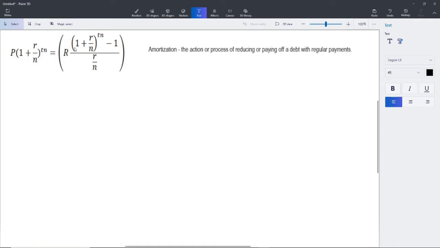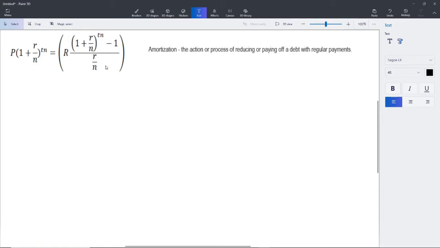And then you've got R times ((1 plus r over n) to the nt, minus 1) divided by r over n. We've seen this one before. We've used this already as well, back when we did annuities in section 8.4. So it's not like it's a new equation. I mean, it is, but it isn't. You've seen the elements of it before. And like anything else, it's the idea in every one of these problems of identifying what you do know to find what you don't know.